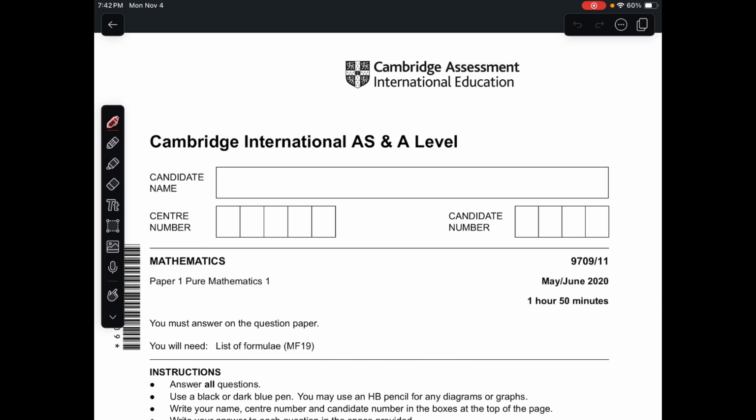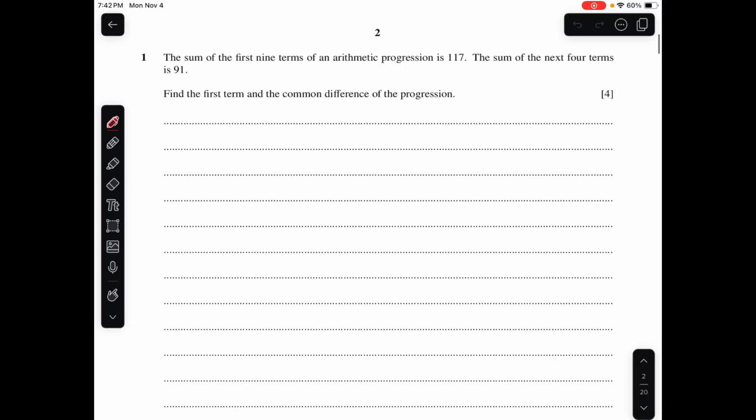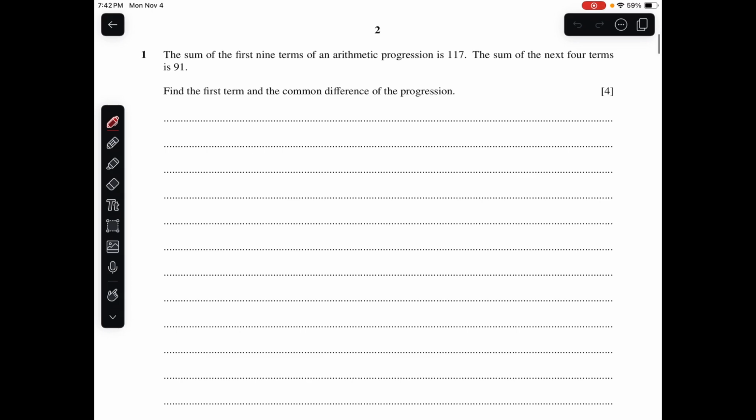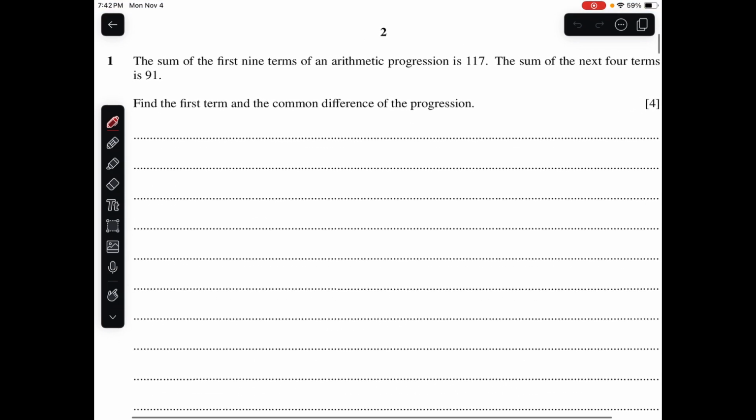Today we are going to look at the paper 9709 11 May June 2020. Let's begin. So the first question over here is the sum of first 9 terms of an arithmetic progression is 117 and the sum of the next 4 terms is 91.